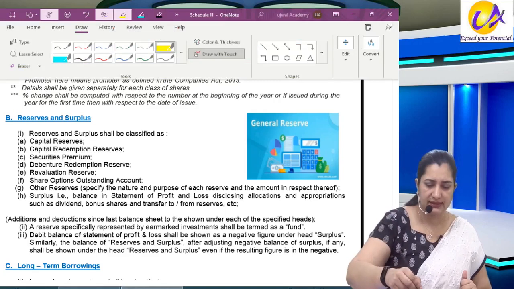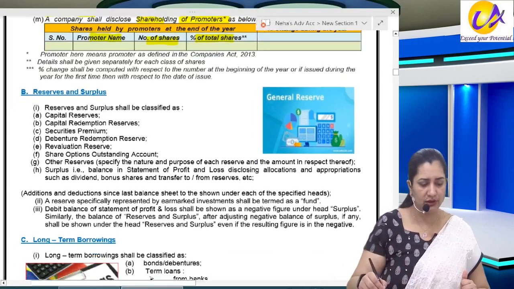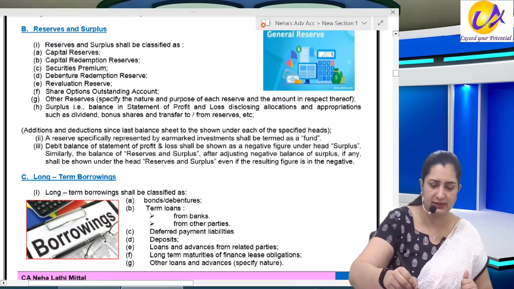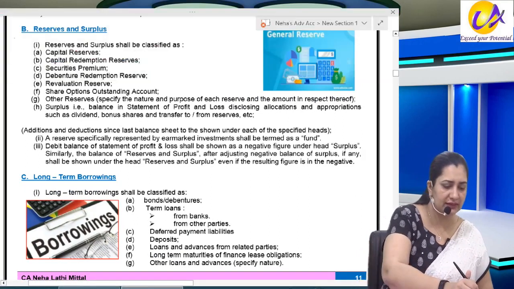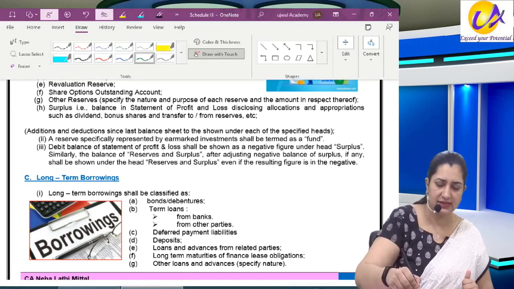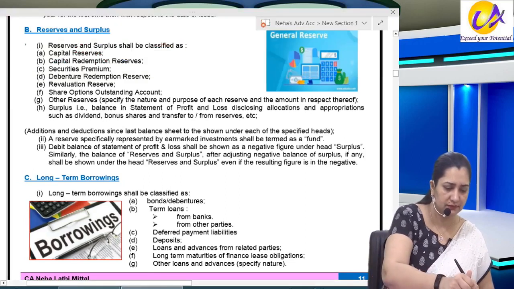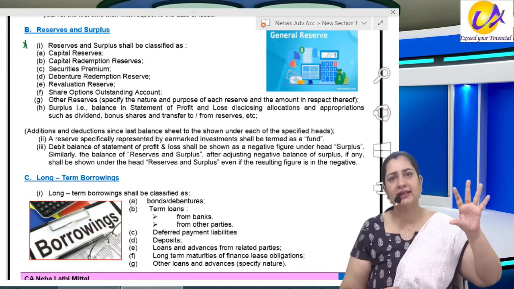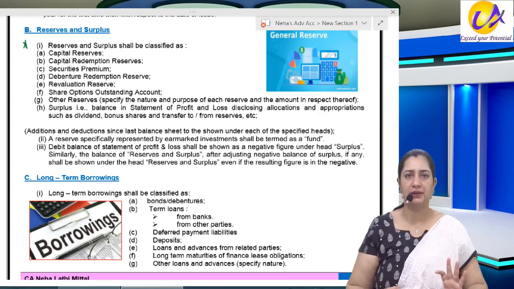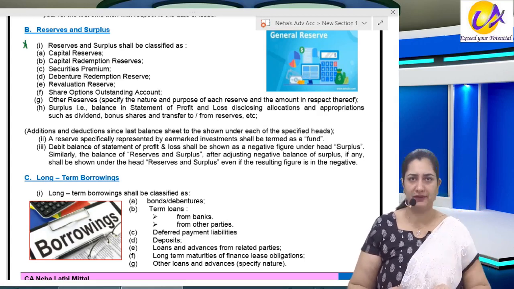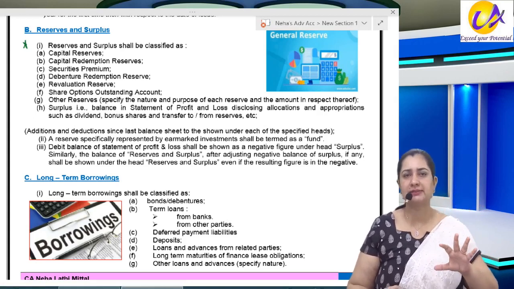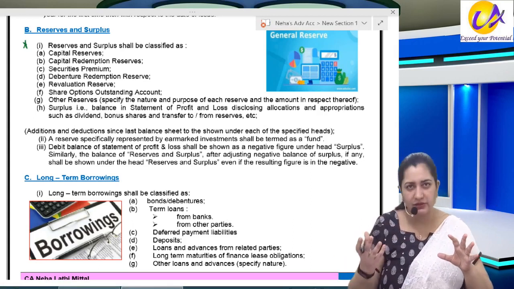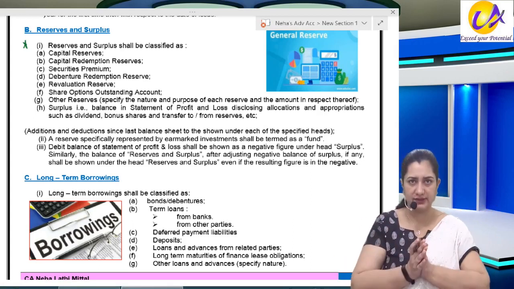Now, the second one, which is very, very important: reserves and surplus. You mark this. This is the most important one because we need this in almost every sum. Okay, so you just star mark this. So after share capital, we have got reserves and surplus. In reserves and surplus, what do we have? Mainly we have got capital reserves and we have got revenue reserves.